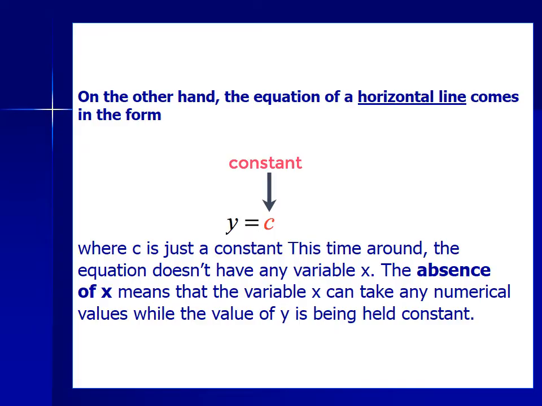On the other hand, the equation of a horizontal line comes in the form y equals c, where c is just a constant. This time around, the equation doesn't have any variable x. The absence of x means that the variable x can take any numerical values, while the value of y is being held constant.